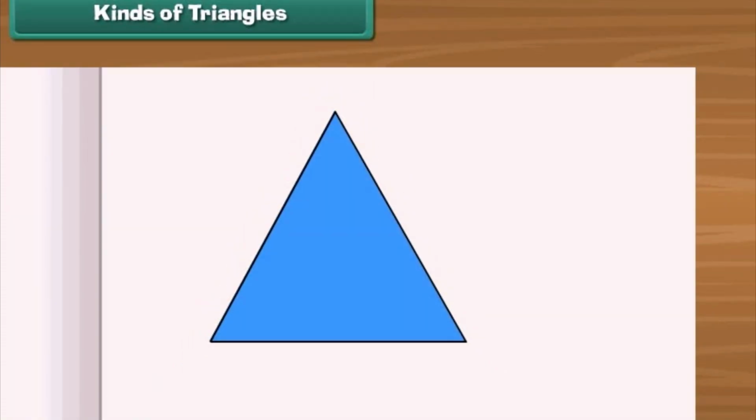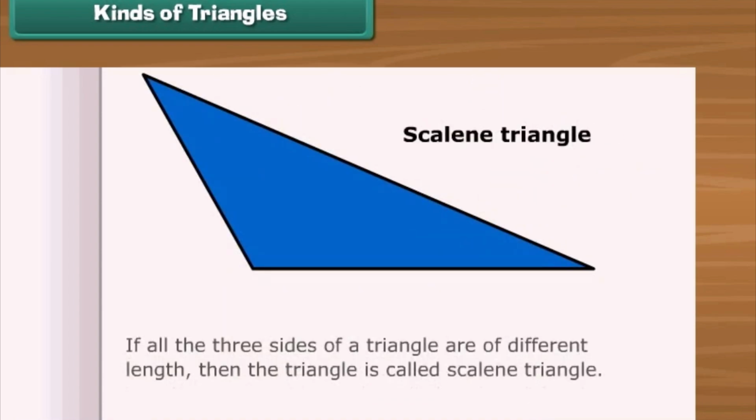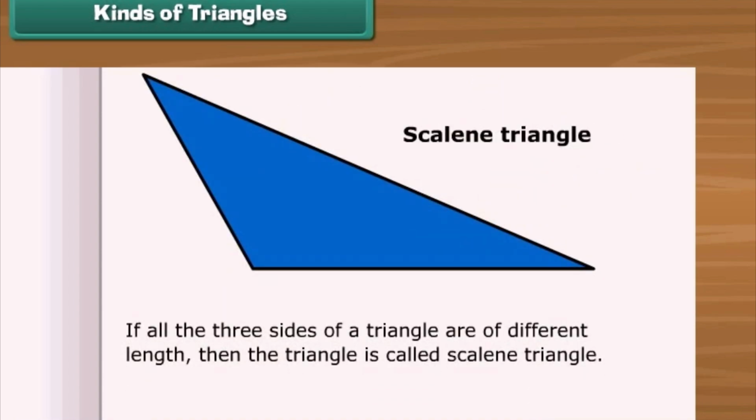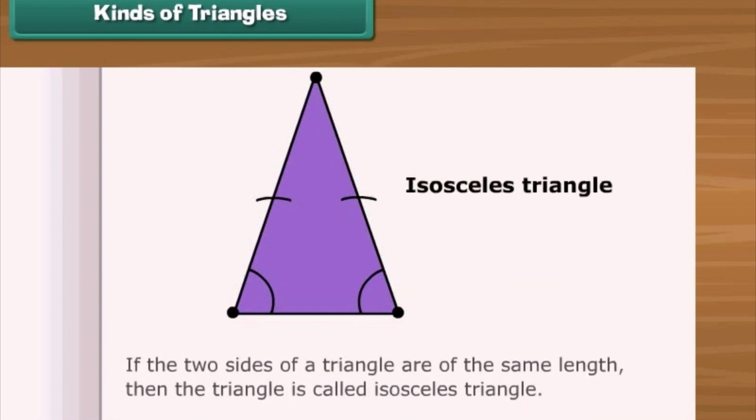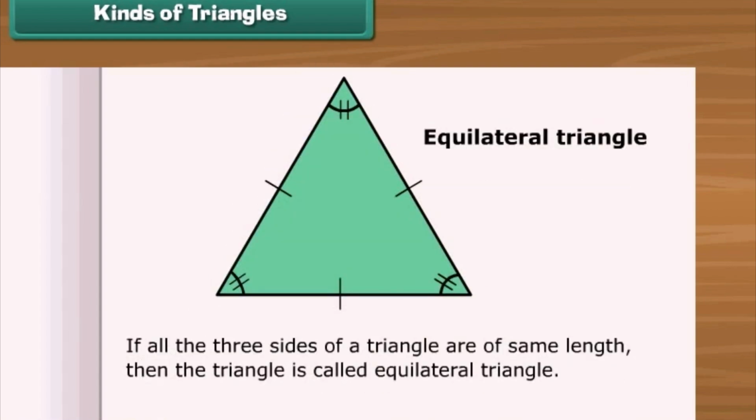The triangles can be classified into three types depending upon the number of equal sides that they contain. If all the three sides of a triangle are of different length, then the triangle is called scalene triangle. If the two sides of a triangle are of the same length, then the triangle is called isosceles triangle. If all the three sides of a triangle are of same length, then the triangle is called equilateral triangle.